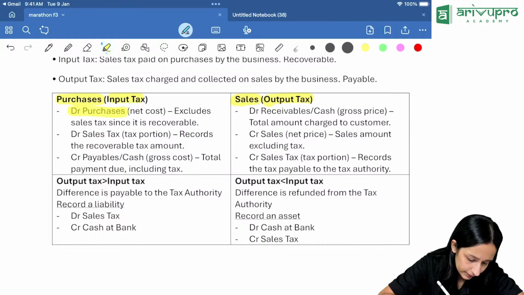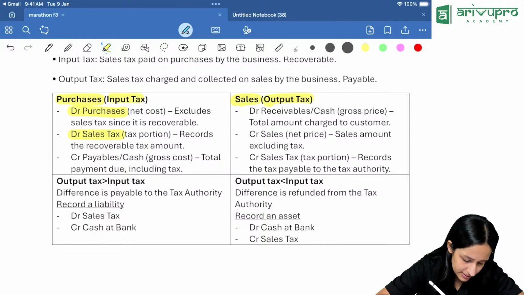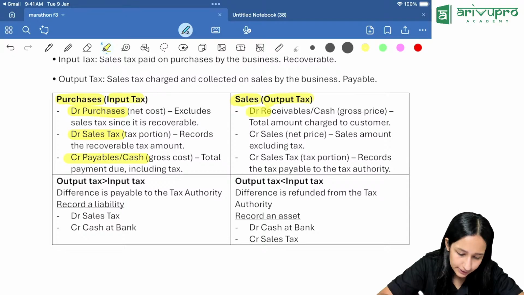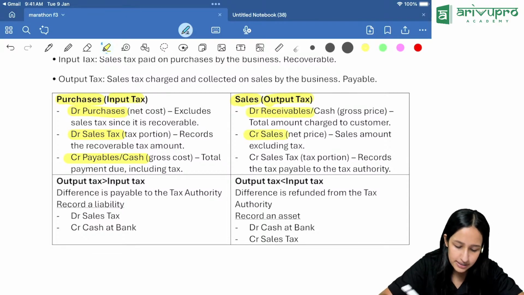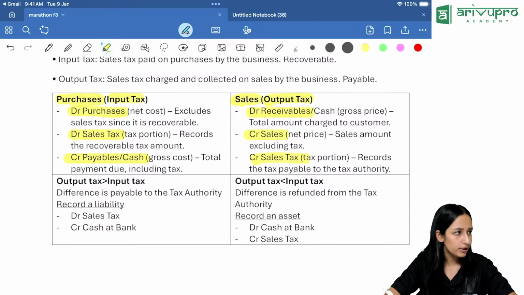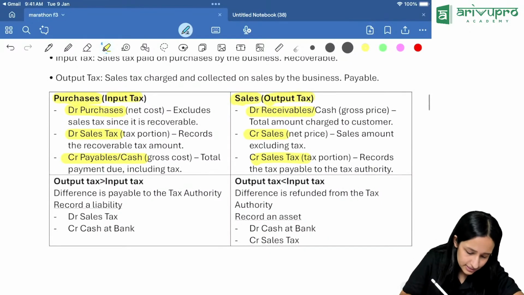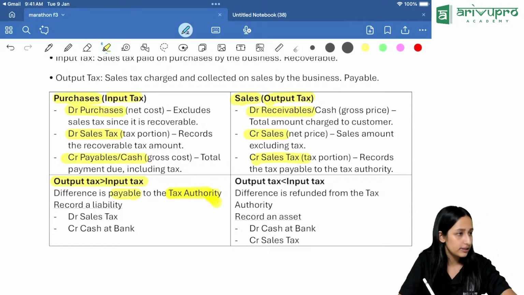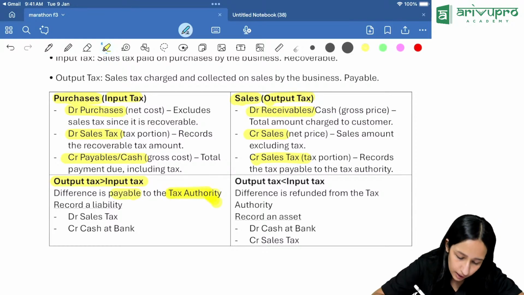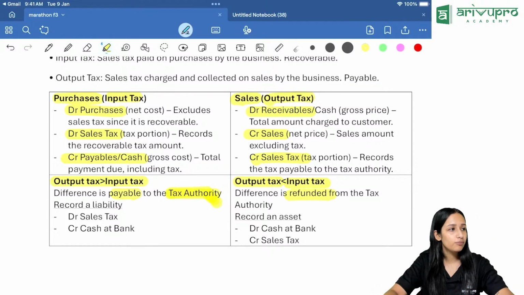This is the journal entry. Debit purchases, debit sales tax, credit payables; debit receivables, credit sales, and credit sales tax. Like I said, whenever output tax is more than input tax, you pay the difference to the tax authorities. Whenever output tax is less than input tax, you can get a refund from the tax authorities.